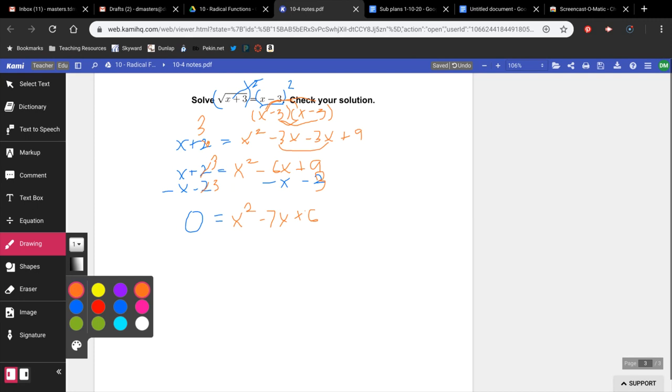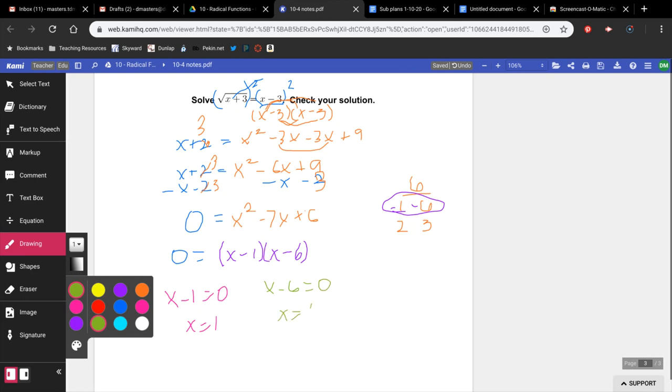All right, so let's see here. The things that multiply to 6: 1 and 6, and 2 and 3. And if I make them both negative, right, that would get me to negative 7. So I'll have x minus 1 and x minus 6 as my two factors. So x minus 1 equals 0, so x equals positive 1. And x minus 6 equals 0, so x is positive 6.